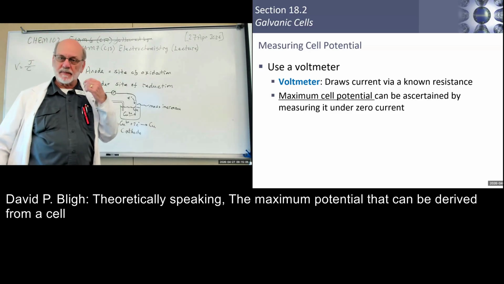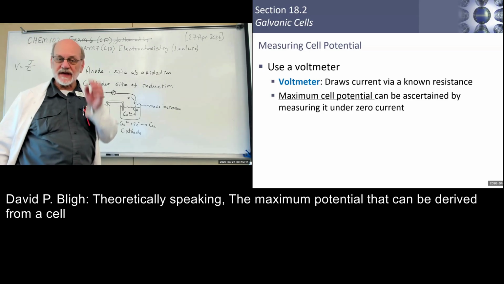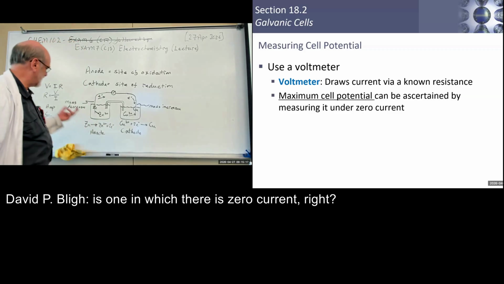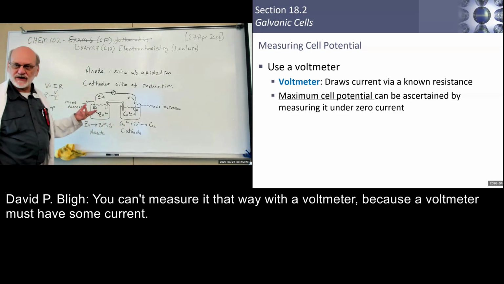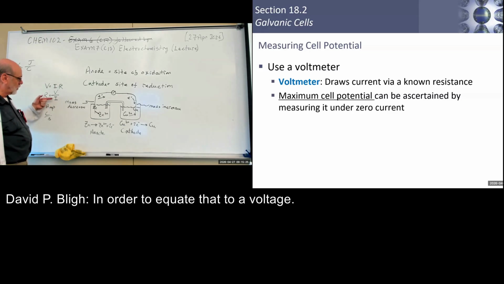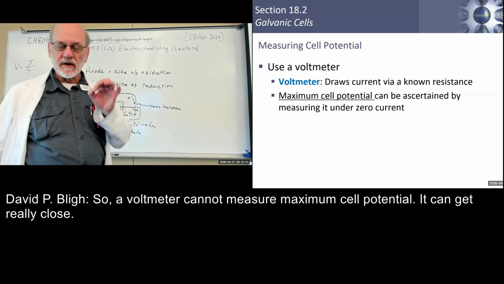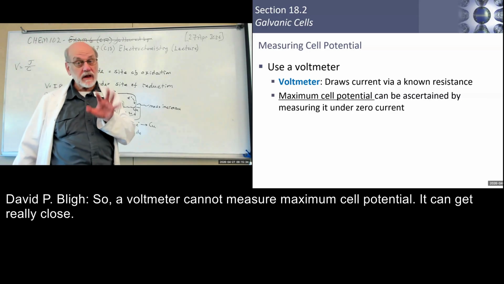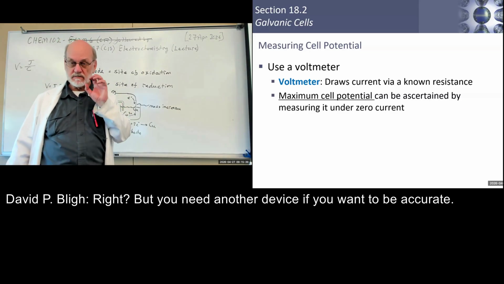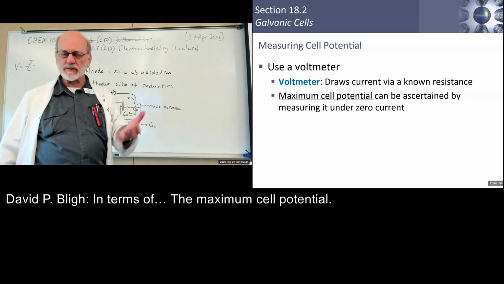Now, theoretically speaking, the maximum potential that can be derived from a cell is one in which there is zero current. But you can't measure it that way with a voltmeter because a voltmeter must have some current in order to equate that to a voltage. So a voltmeter cannot measure maximum cell potential. It can get really close, but you need another device if you want to be accurate in terms of the maximum cell potential.